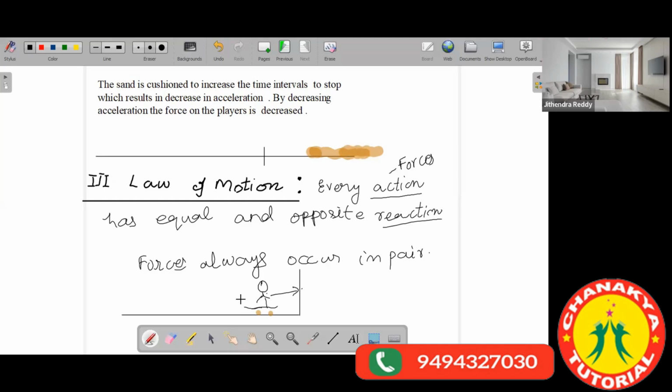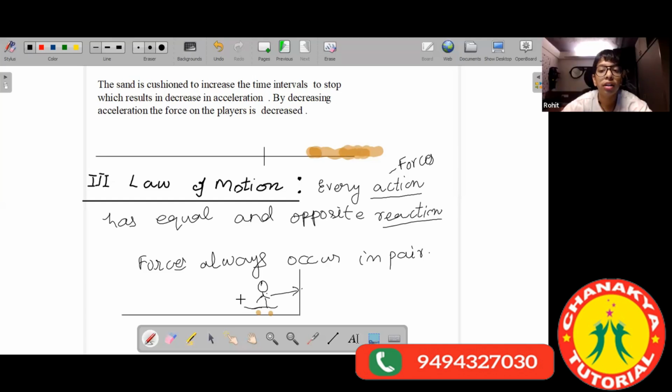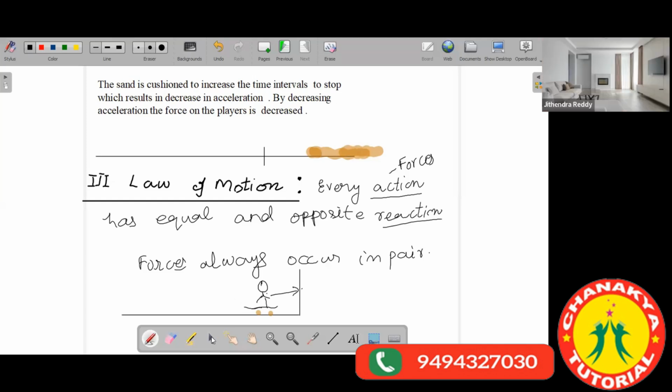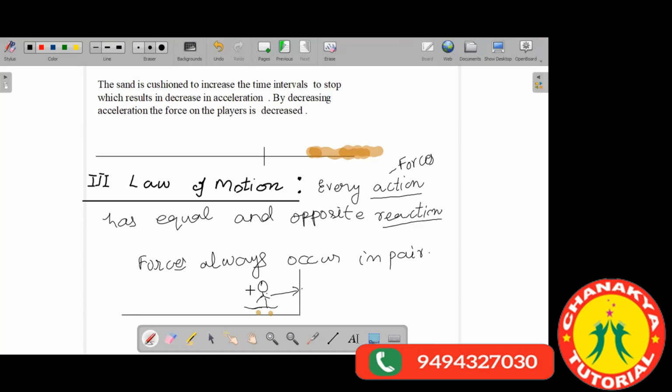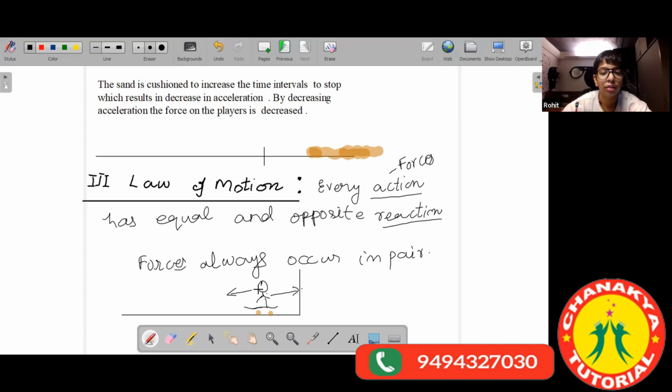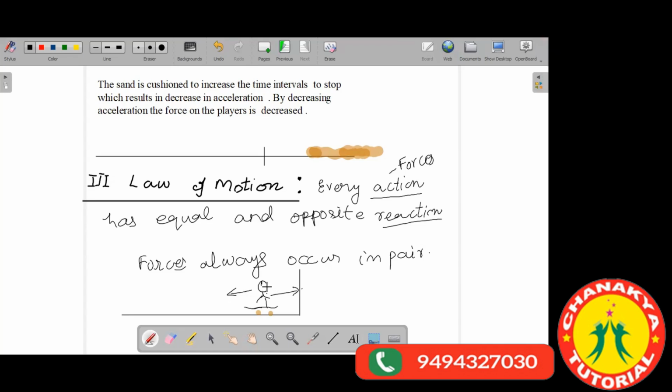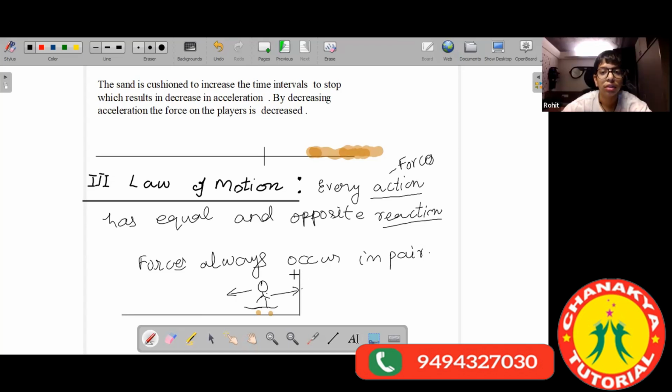So who is pushing the kid backward? The wall. Because when we do the action of pushing the wall, it gives us an opposite reaction by pushing us backwards. So this boy is getting a backward force if he pushes the wall. He himself is pushed backward, and that is because of the reaction of the wall. So that is a force of reaction.